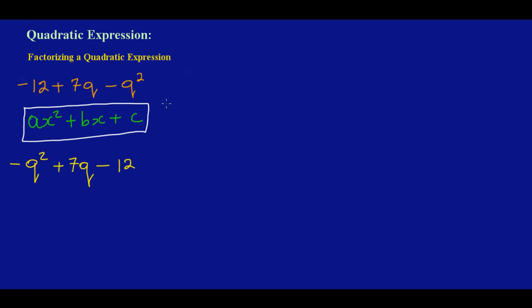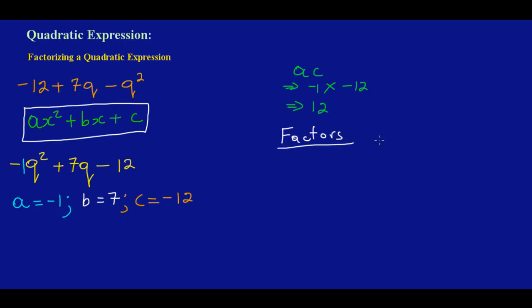Now we know that the first thing we should do is to identify what our a is. In this case, remember, we have a negative q squared, so it's a 1 that is here, so our a would be equal to negative 1. The next thing that we need to identify is our b. Our b is equal to positive 7, and c is equal to negative 12. Since we have identified our a, b, and c, we can go ahead and find the product of ac. a is negative 1 times c, negative 12, and that will give me a positive 12. Now after finding the product, we need to find the factors of the product ac.